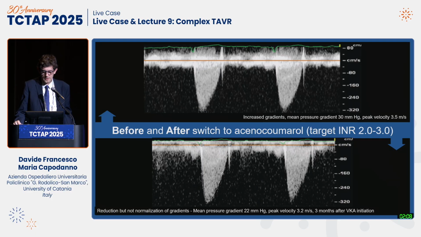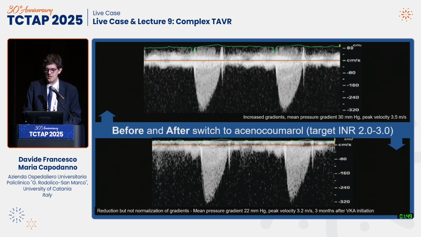So before, you see in the upper part, the mean pressure gradient was 30 millimeters of mercury, the peak velocity was 3.5, and after, a small reduction, but not normalization of gradients. So the mean pressure gradient was 22, the peak velocity was 3.2, after 3 months from VKA initiation.